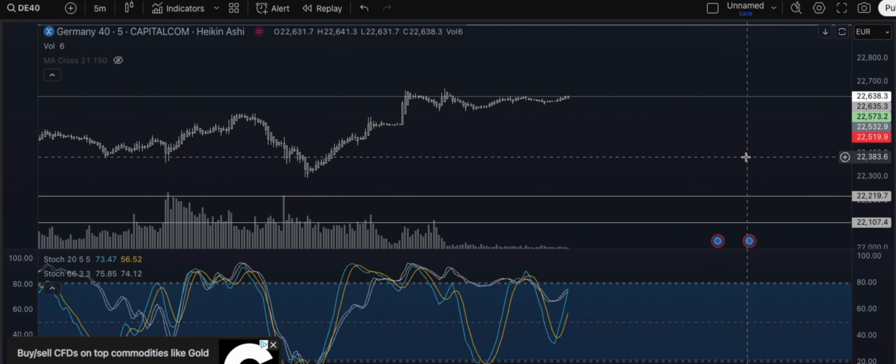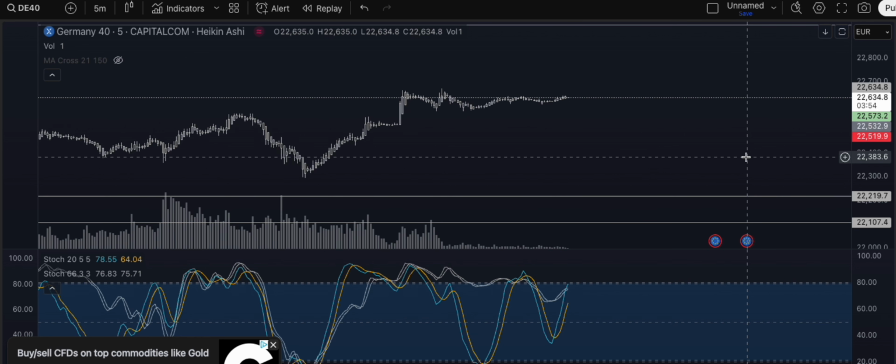Okay, be aware of the US Open. It's going to be a big one, PMI, construction spending, and ISM Manufacturing early in the US session open. Today is Monday, early pre-market hours.